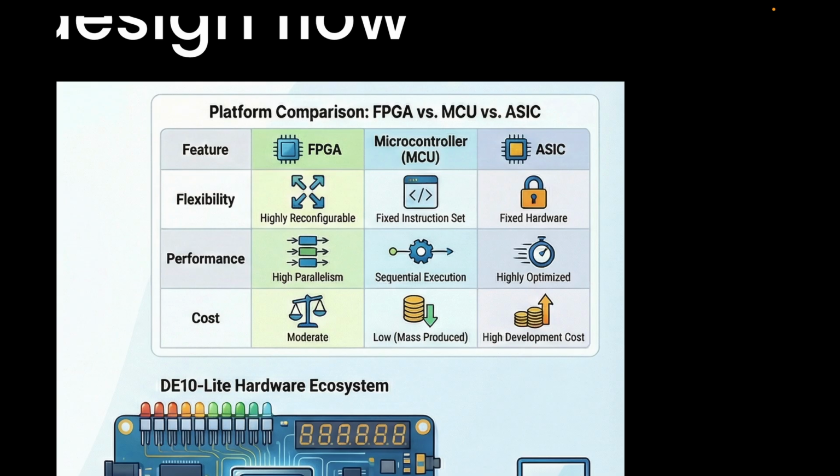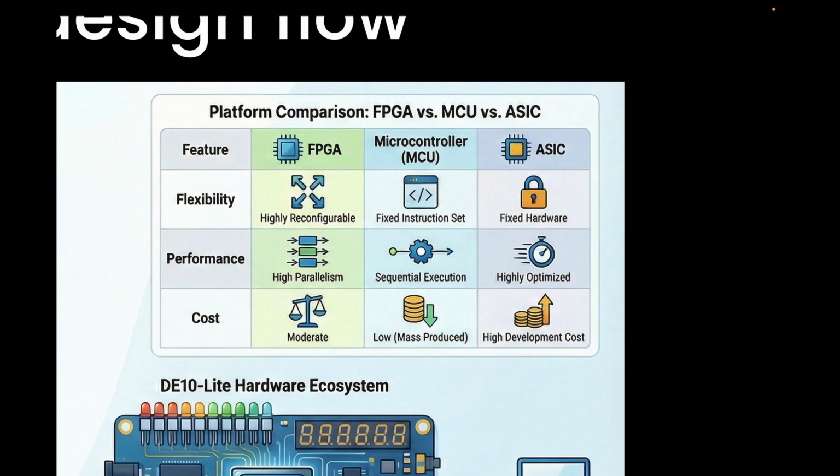MCUs operate on a fixed instruction set and execute code sequentially, meaning they process one instruction at a time. Because they use a predefined architecture, your development time is very fast, and the chips themselves are inexpensive and easy to mass produce. They also boast lower power consumption, making them a perfect fit for embedded controller systems, IoT devices, and automation applications. But what if you need maximum uncompromising performance for one specific task?